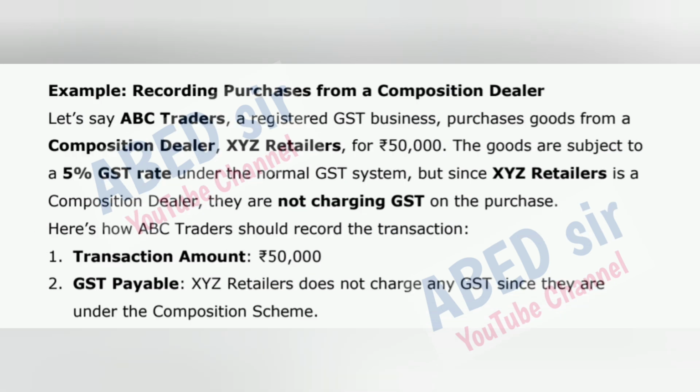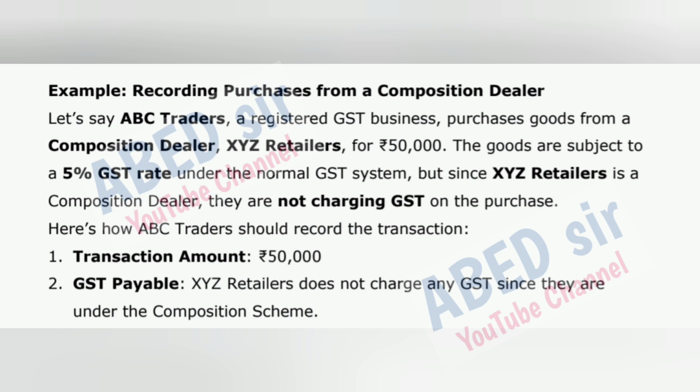Example: recording purchases from a composition dealer. Let's say ABC Traders, a registered GST business, purchases goods from a composition dealer, XYZ Retailers, for 50,000 rupees. The goods are subject to a 5% GST rate under the normal GST system, but since XYZ Retailers is a composition dealer, they are not charging GST on the purchase. Here's how ABC Traders should record the transaction.